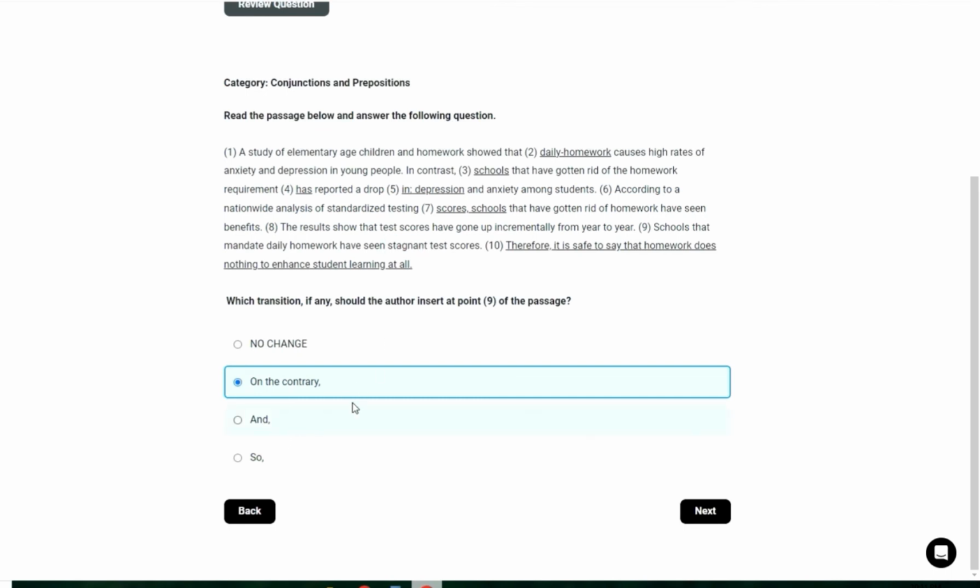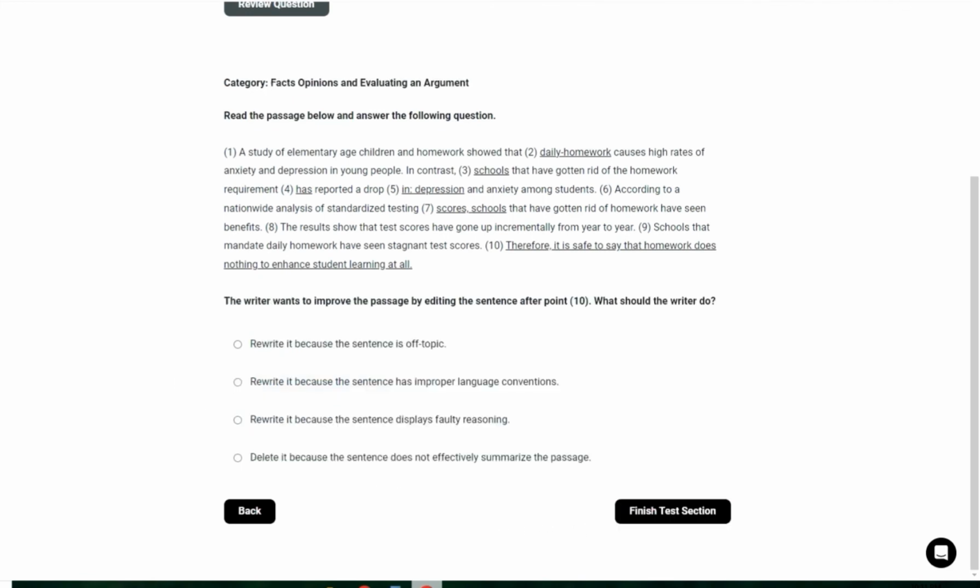"And" would be talking like we talked about earlier. It's not really cohesive with the last sentence, and "so" is very similar. If you see them both, probably neither of them is the answer, because they're doing the same thing. "So" would also be referring to the previous sentence, which would mean it would need to be cohesive. Best answer, B, on the contrary.